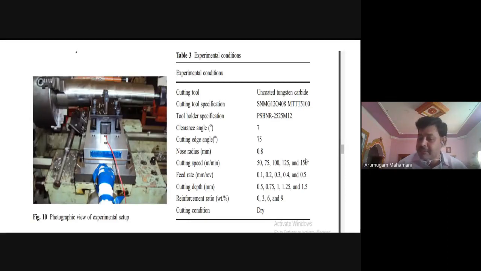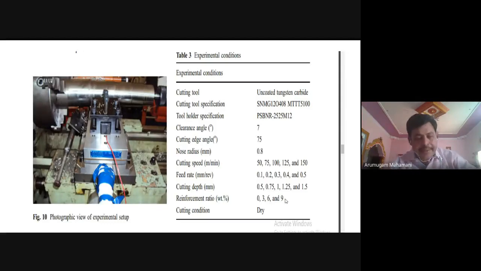We got a little vibration on the machine. Feed rates were 0.1, 0.2, 0.3, 0.4, 0.5. Up to 0.4 it worked well, and 0.5 we also tried. Then the depth of cut: 0.5, 0.75, 1, 1.25, 1.5. Then the reinforcement ratio, we selected 0, 3, 6, 9.